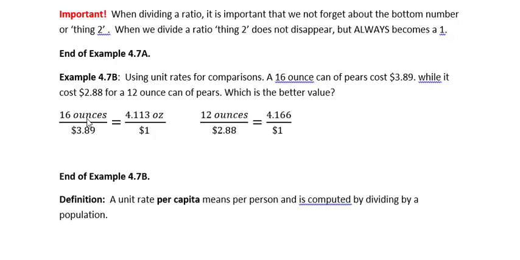Okay, so notice that I flipped it around and I just again divided 16 by 3.89 and I got 4.113, and that's ounces over $1. Same thing here, and I should have put ounces here. If you just interpret this, you'll see that you get more ounces for each dollar here. So this is the better value. So you just got to be really careful. I strongly recommend writing down the units, thing 1 and thing 2.